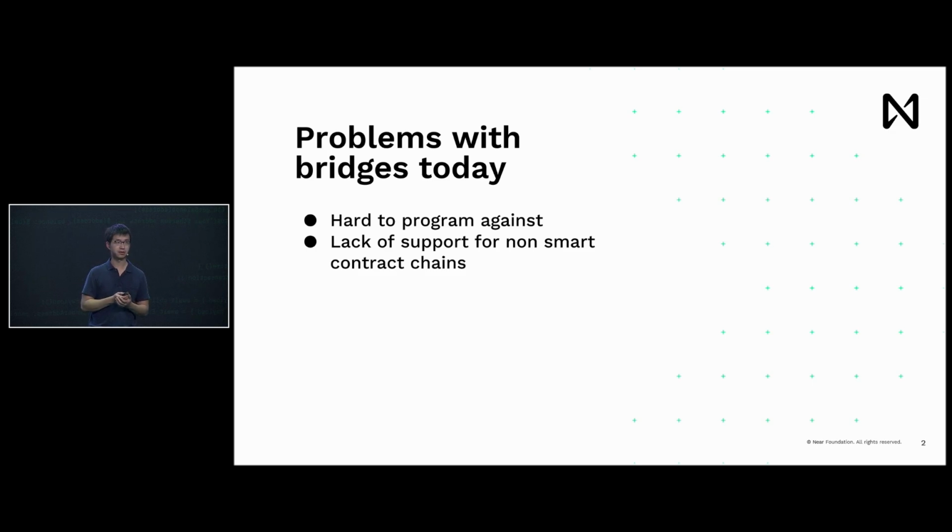Also, most of the bridges don't actually support non-smart contract chains. Usually how it works is that there may be some smart contract on the different chains, and then you can prove things about another chain with the bridge. But for non-smart contract chains, sometimes that doesn't work very well.